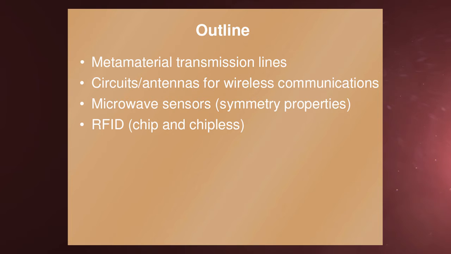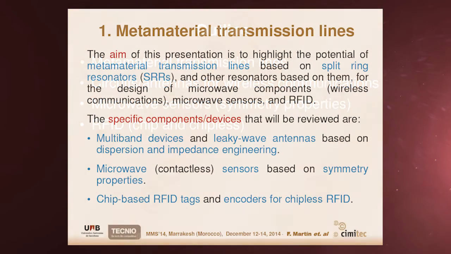Okay, so the aim of this talk is to highlight the potential of metamaterial transmission lines, mainly based on split ring resonators and also on other resonators based on them, for the design of microwave components useful for wireless communications, microwave sensors, and tags for RFID. The specific components and devices that will be reviewed today are multiband devices and leaky-wave antennas, which are designed on the basis of dispersion and impedance engineering. Then microwave and contactless sensors based on symmetry properties, and finally chip-based RFID tags and encoders for chipless RFID as well.